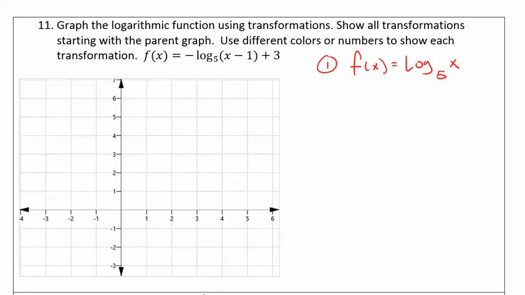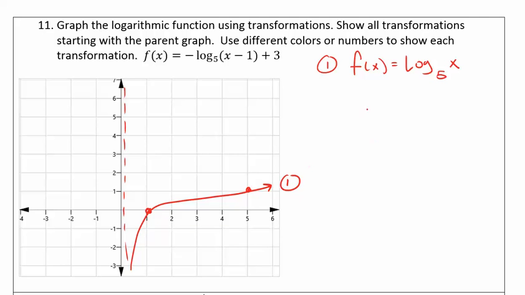Okay, so this one, we have to do all these transformations, using different colors or numbers to show the graph below. The first thing I'm going to do is graph the parent function, which is log base 5 of x. When graphing the parent function, I know I'm going to have the point (1, 0), and then (5, 1). So this is the graph, and I'll call this number 1, log base 5 of x. There is a vertical asymptote here, which is the y-axis, and those are my two anchor points that I'm going to use.